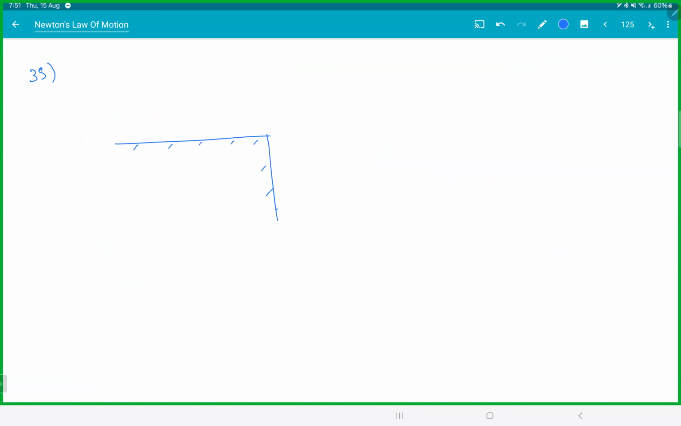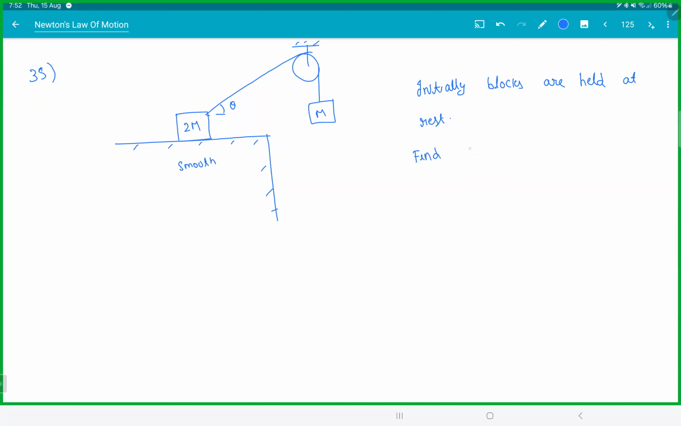We got a table here. We have a block here, 2m. This is a smooth table. So initially, blocks are held at rest. Find acceleration the moment they're released. Find acceleration of both the blocks at the instant when they're released. I hope the question is clear.